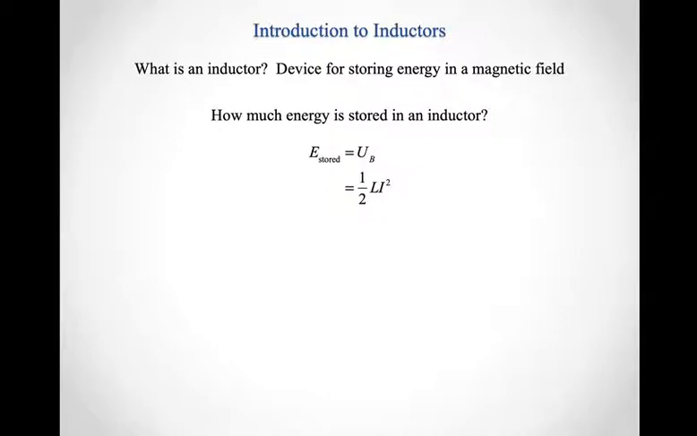Well, if fundamentally an inductor, its function is to store energy in a magnetic field, how does it do that? The energy stored in the magnetic field is just going to be equal to the magnetic potential energy stored up within your inductor. And so that can be calculated as 1/2 times the inductance of the inductor times the current flowing through the inductor squared. So the larger the current flowing through the inductor, the more energy you have stored up in the magnetic field.